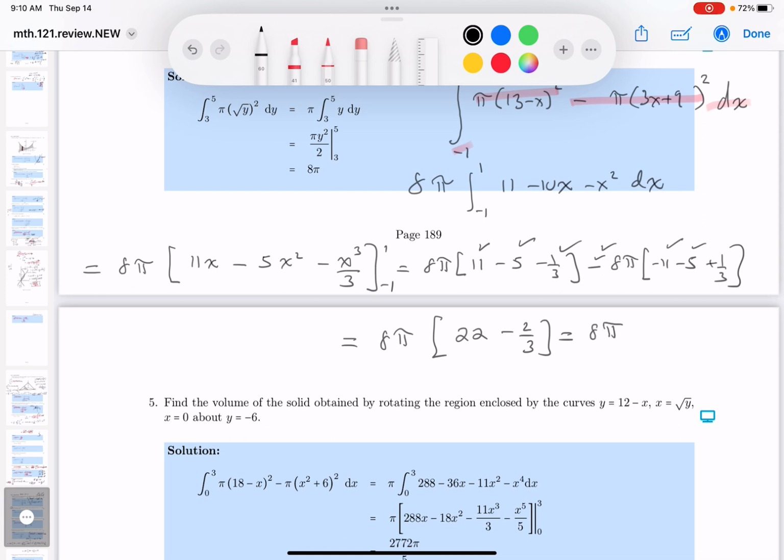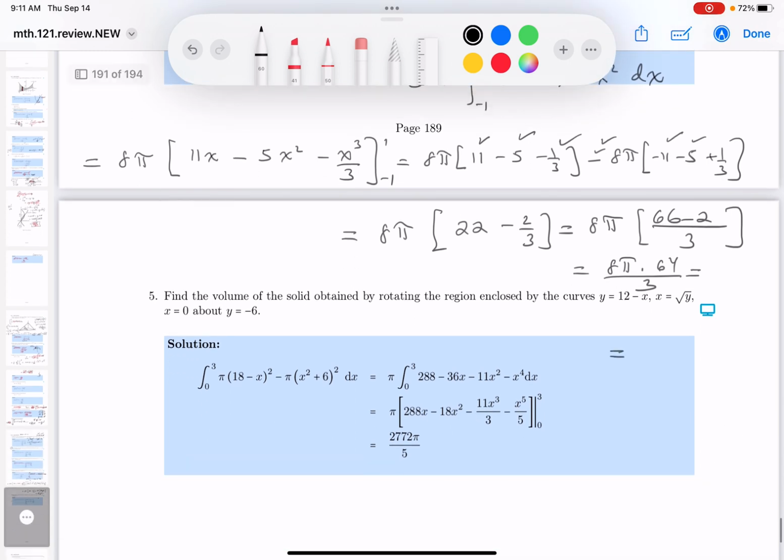8 pi, common denominator would be 3. 3 times 22 is 66, minus 2. What do you get up here? 8 pi times 64 over 3. All right, not much I can do about that, but I can multiply it together. This is 3. This would be pi. I want to go through 8 times 64. 8 times 4 is 32. 8 times 6 is 48. 48 plus 3 is 51. So 512.